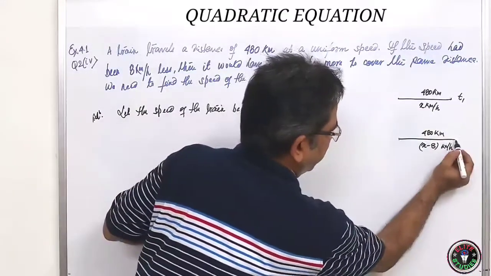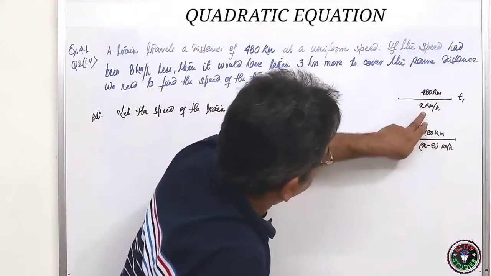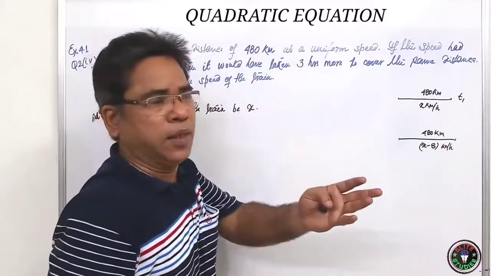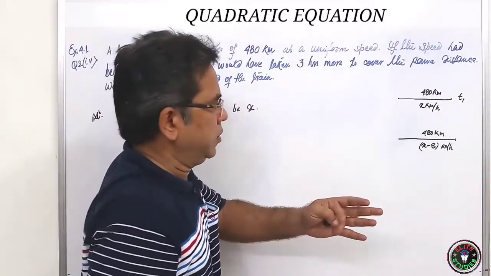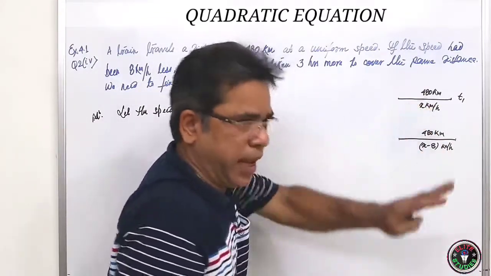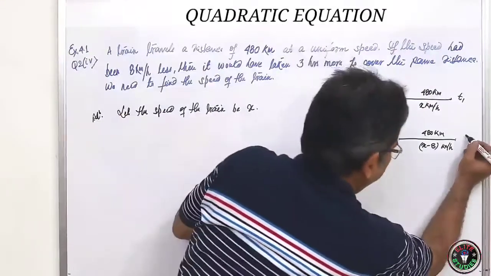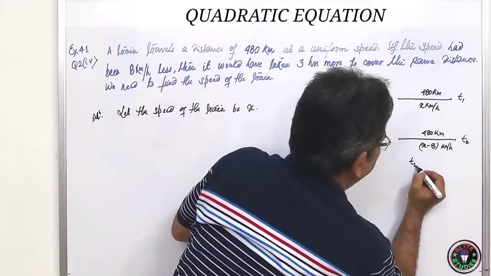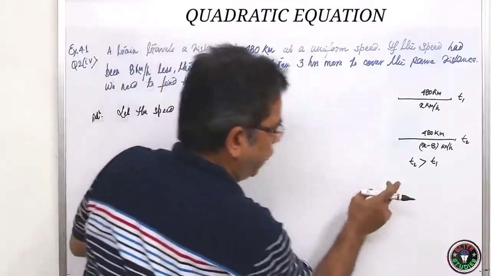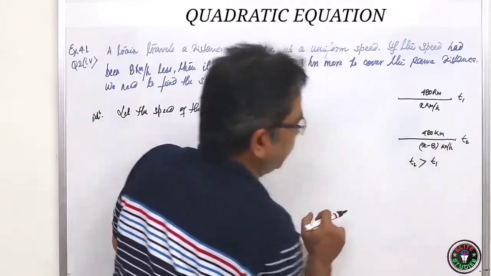Keeping the distance same, we can easily say that since the distance is the same and the speed has been decreased from x to x minus 8, definitely the time taken will be more, isn't it? I will again repeat, since the speed has been reduced keeping the distance the same, the time taken by the train will be more. If this time is t2, then t2 is greater than t1, isn't it? So now what will be t1 and what will be t2?